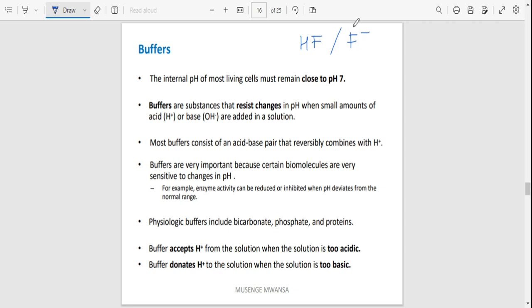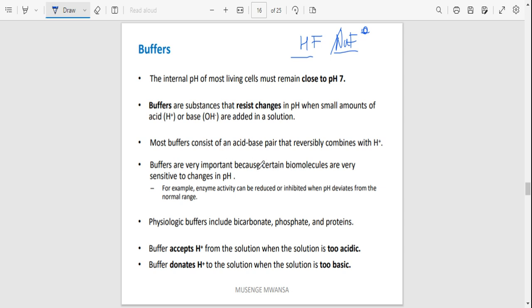Now, I want to maintain this so that it won't have that charge. Most of the time you are going to see these buffers reacted with group 1 elements, and so the charge will not be there. This is still the base, this is the acid. The base is going to be one hydrogen less than the acid.